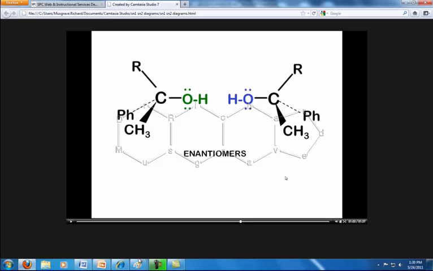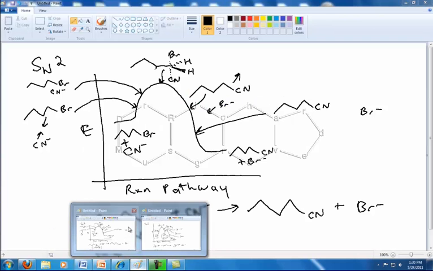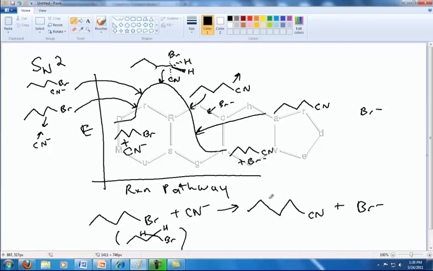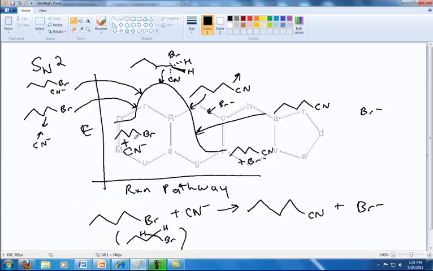Alright, let's take a little bit more of an in-depth analysis of each of these. We'll look first of all at the SN2 reaction. I know this looks like a real mess, but really this does a good job of explaining it. We're starting out with our reactants, which are the four carbon chain with the Br on it reacting with the CN-, and that's going to start here and have this energy.